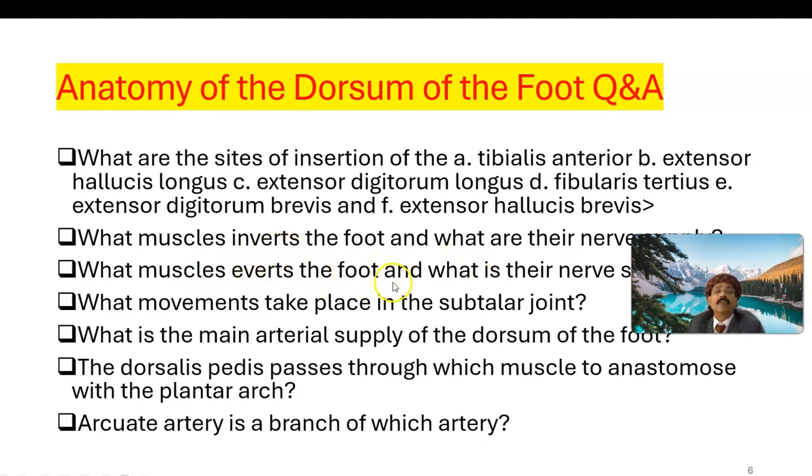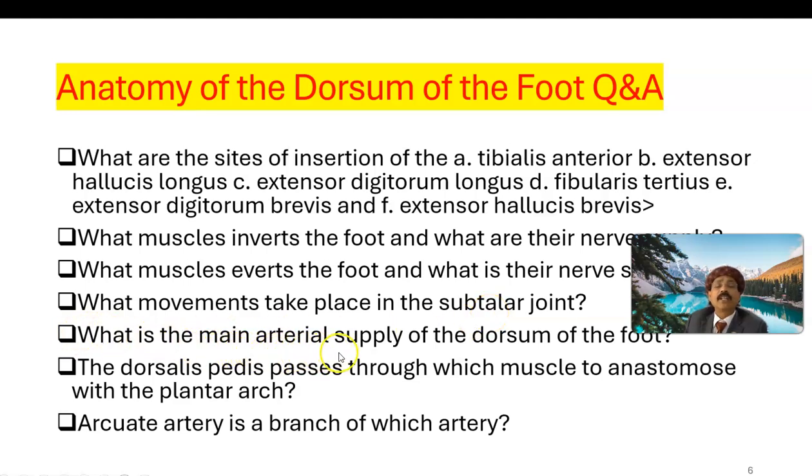What muscle everts the foot and what are their nerve supply? Foot is everted by fibularis longus and fibularis brevis, and their nerve supply is from the superficial fibular nerve. What movement takes place in the subtalar joint? The subtalar joint has inversion and eversion movement.